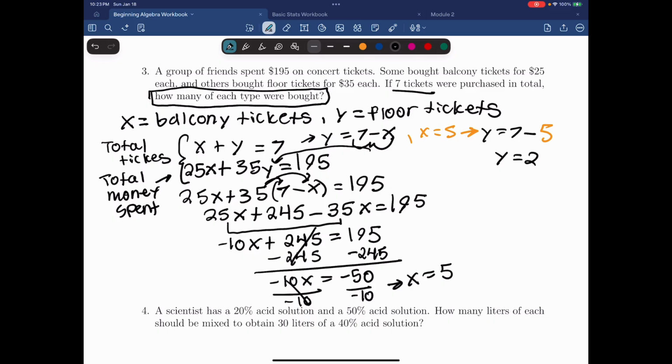So our answer is they bought 5 balcony tickets and 2 floor tickets.